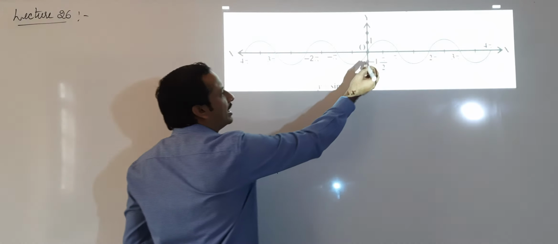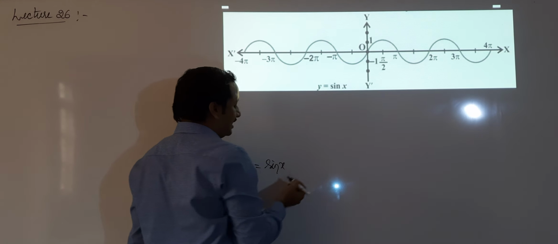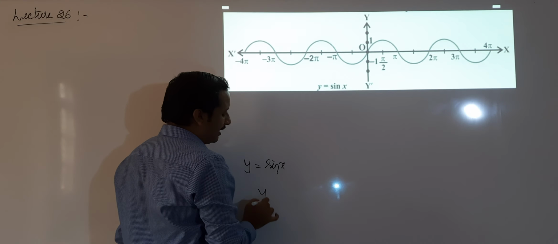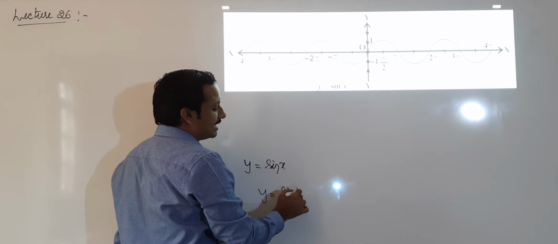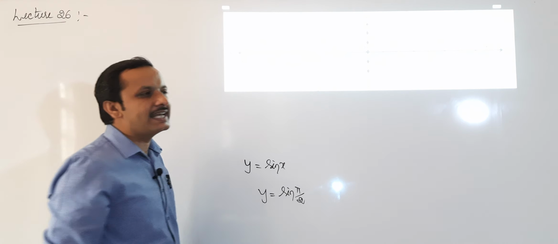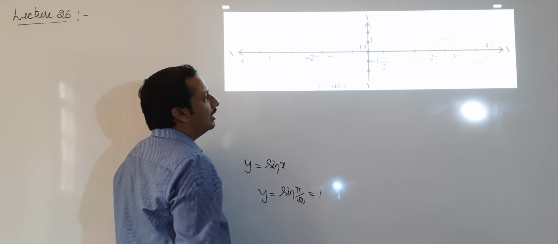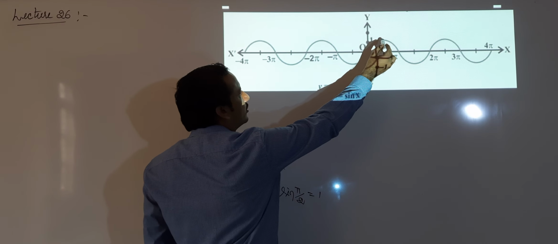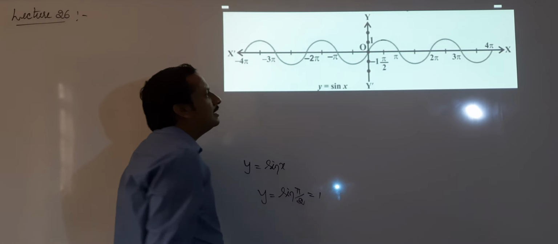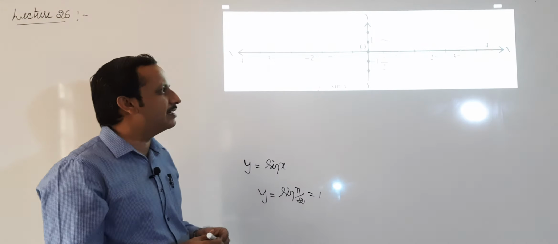Then look at pi by 2. So, x is equal to pi by 2. At pi by 2, what happens? If I put x as pi by 2, I am getting sine pi by 2. Value of sine pi by 2 is equal to 1. So, observe, at pi by 2, the value of sine x is equal to 1.